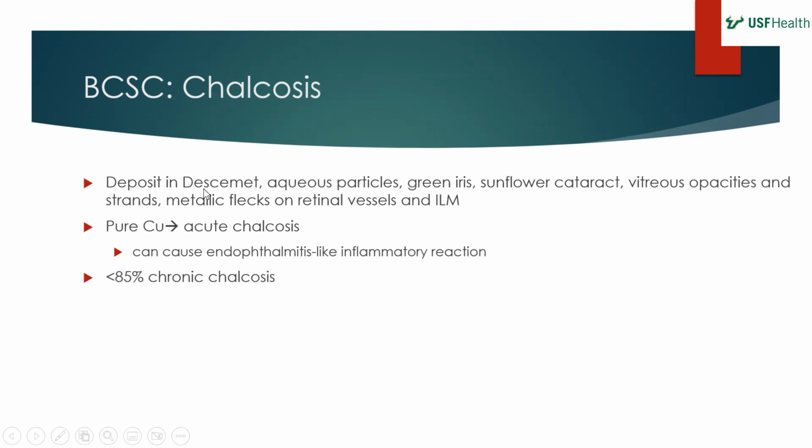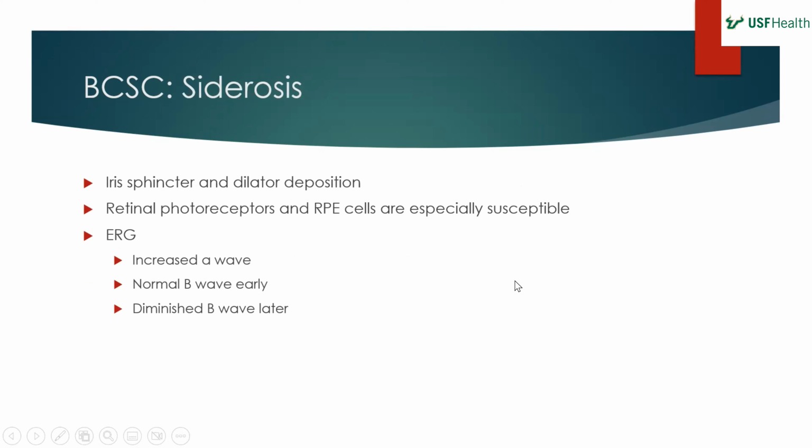You can see this is definitely a testable bullet point. Deposits in Descemet's membrane, aqueous particles, green iris, sunflower cataract, vitreous opacities, metallic flecks on the retinal vessels and ILM. I have never seen a case of chalcosis. Never seen it, just heard about it.